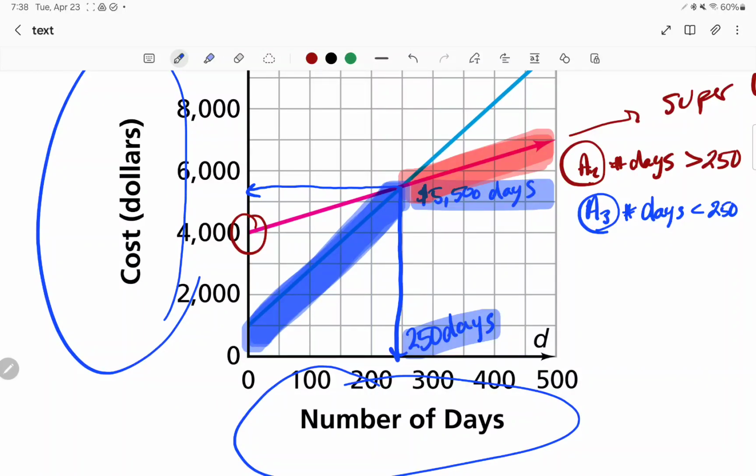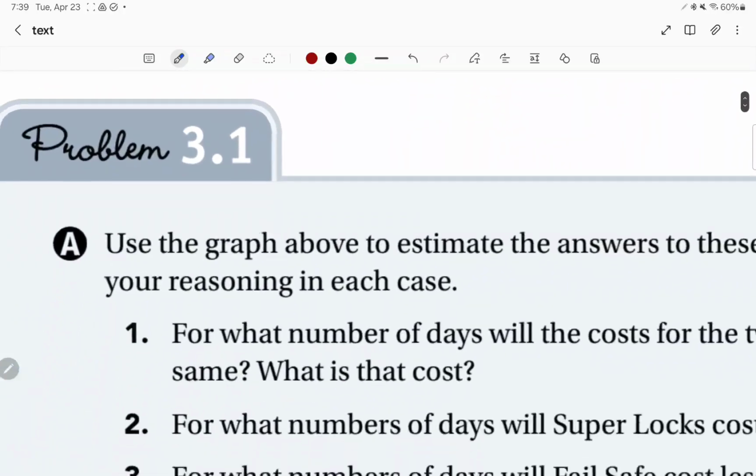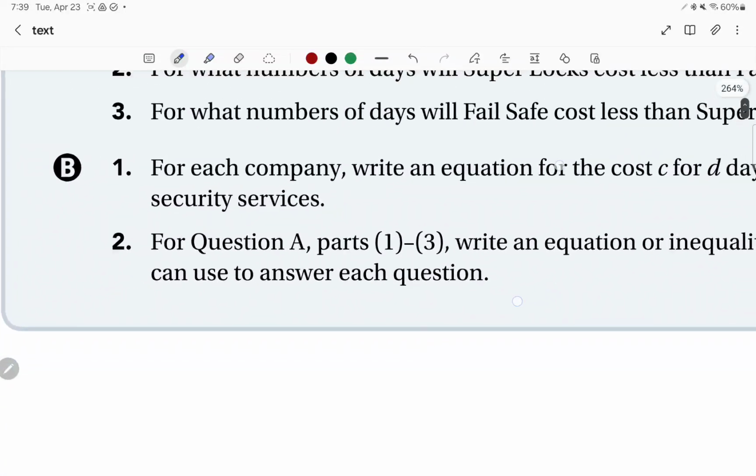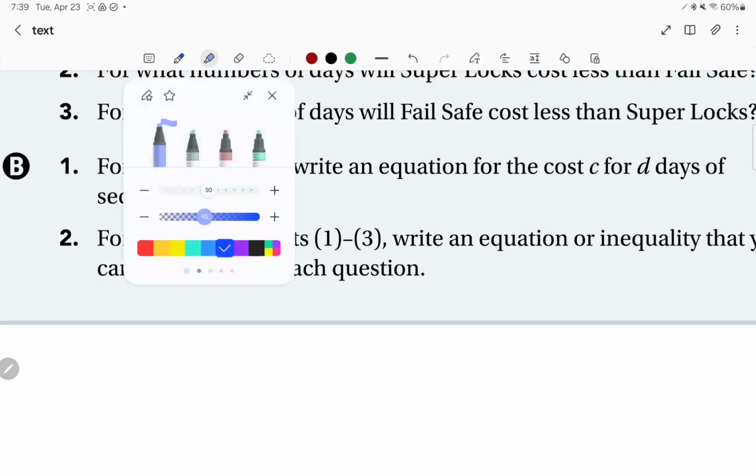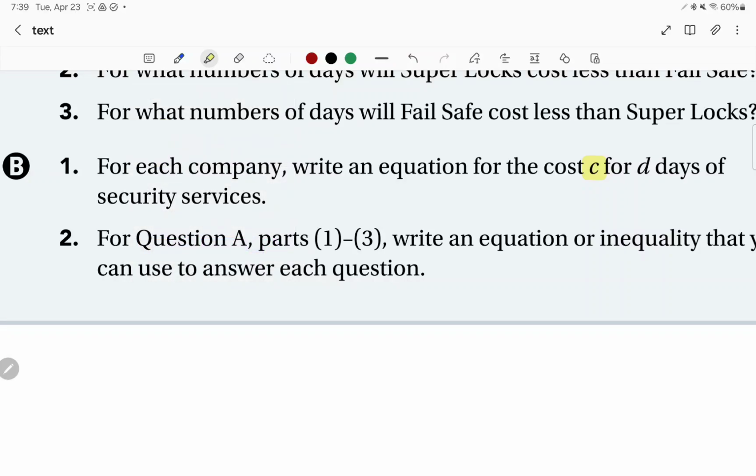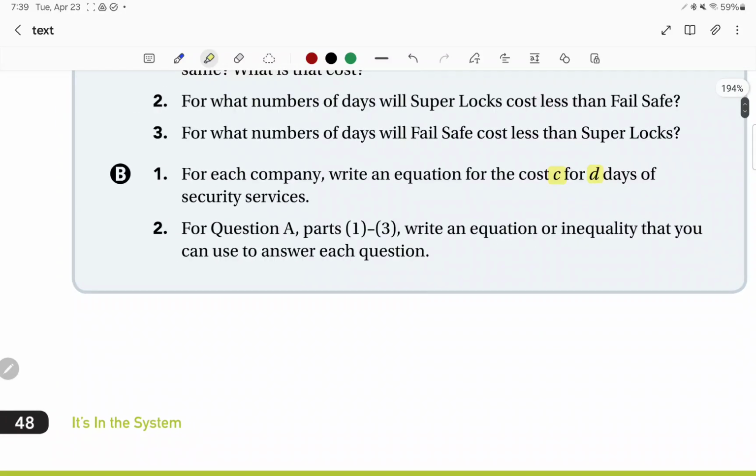Now let's take a look at question B. Question B, you're basically coming up with those equations. So for each company, write an equation, and they tell you even what variables to use. C for the cost, D for the number of days, and then write an equation for an inequality that you can use to answer each question. So go ahead, remember that inequalities have the greater than, less than, or equal to signs. So go ahead and try B parts 1 and 2 on your own, and then come back to the video to see how you did.